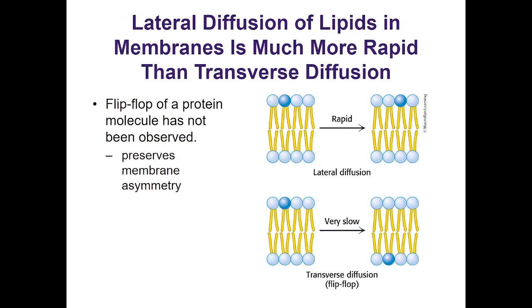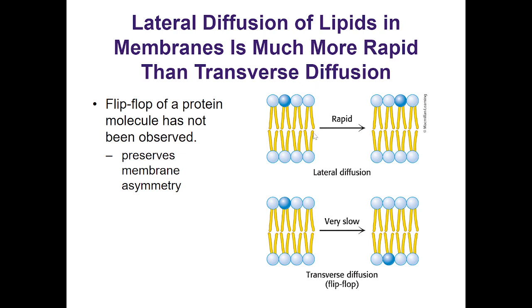Okay. This is what that looks like. So the flip-flop of a protein molecule has not actually been observed. This will preserve the protein membrane asymmetry among the membrane of the proteins. This is why an externally facing protein stays externally facing, okay?